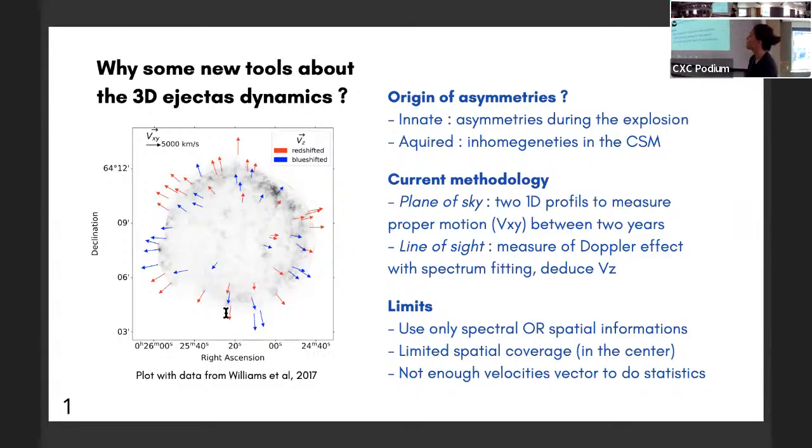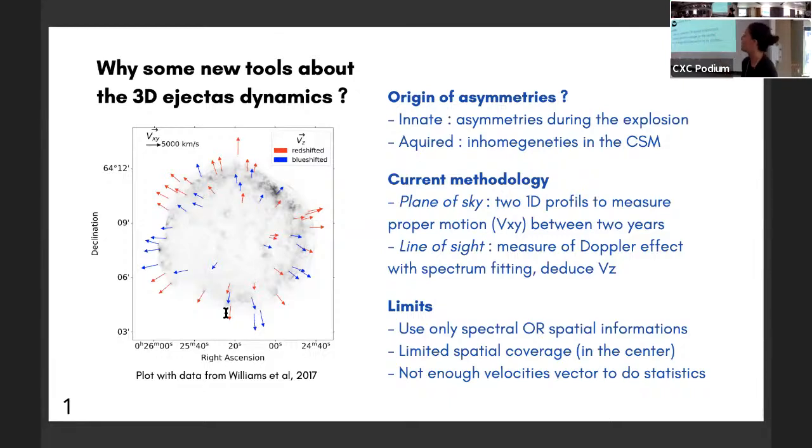The current methodology to study the three-dimensional dynamics is summarized with this plot, with data from Williams et al. 2017. The study is separated in two parts. There is the plane of sky, to measure the proper motion, the arrow. They use two one-dimensional profiles to measure the little shift between two images from a bright blob. And for the line of sight, so the velocity, they use the Doppler effect with the local spectrum fitting and extraction.